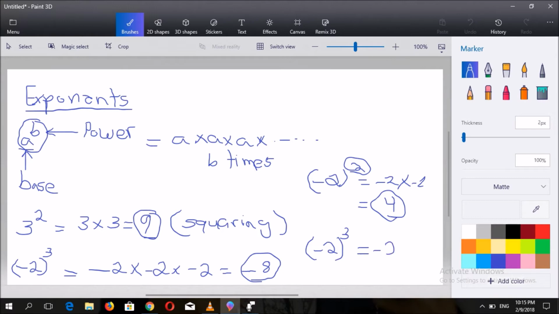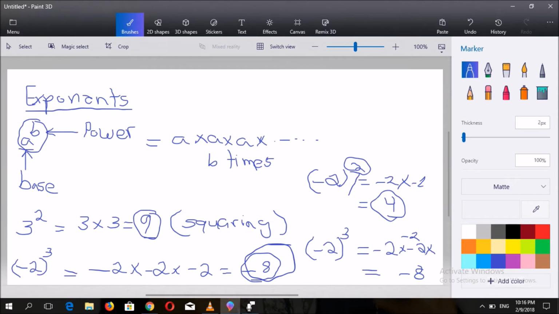However, if I am raising a negative base to an odd power like 3, which is an odd number, then we expect to get a negative value. So we have to multiply minus 2 by itself 3 times, which is going to give us what? The value of minus 8, as we did here in this example.